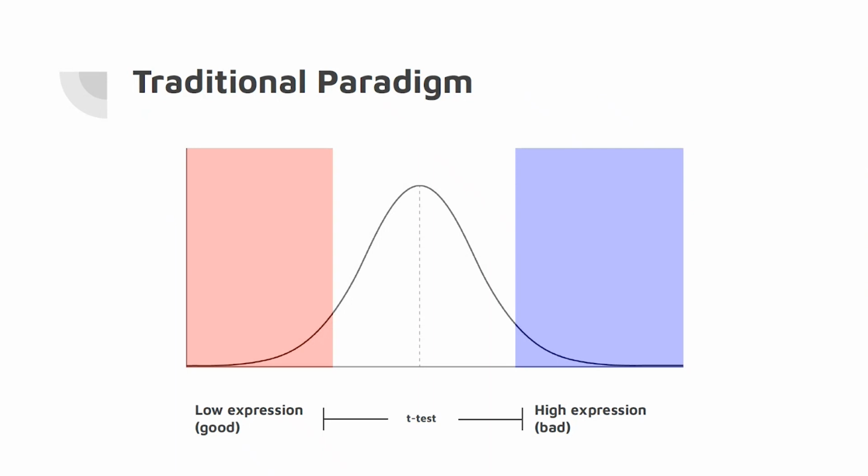The traditional paradigm was we initially were just comparing two expression states, high expression and low expression, subtracting the two with the t-test, and completely ignoring the rest of the bulk of the population at baseline.